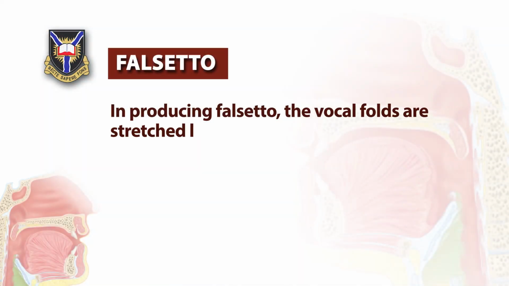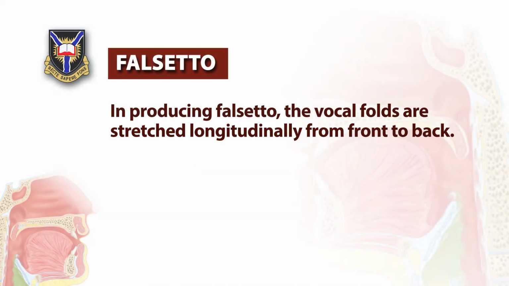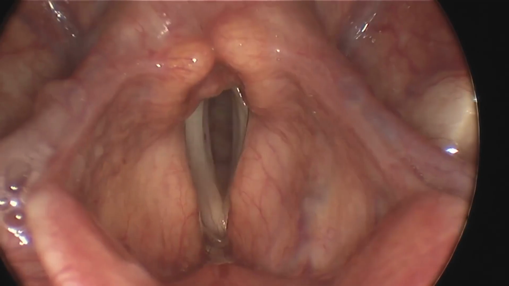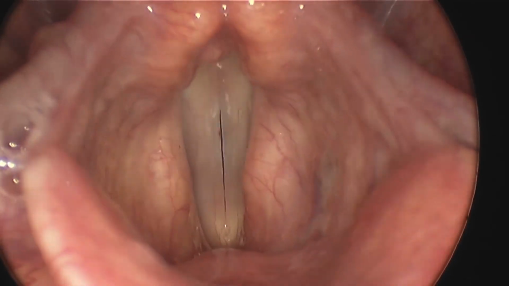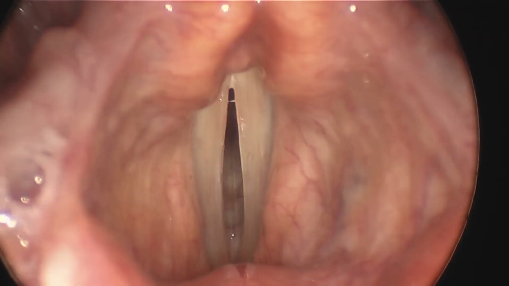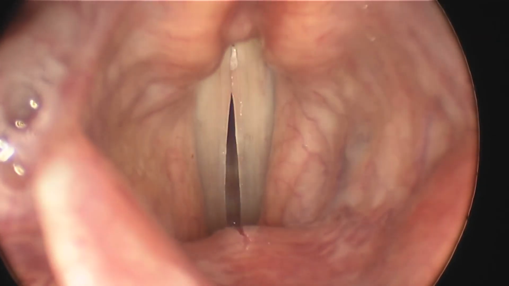Falsetto phonation is not employed linguistically. It is also a feature of a whole utterance and cannot be identified with individual segments. In producing falsetto, the vocal folds are stretched longitudinally from front to back, so they become relatively thin in cross-section, with the glottal margins of the folds being particularly thin-edged.